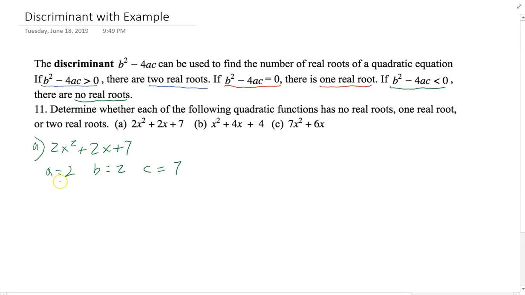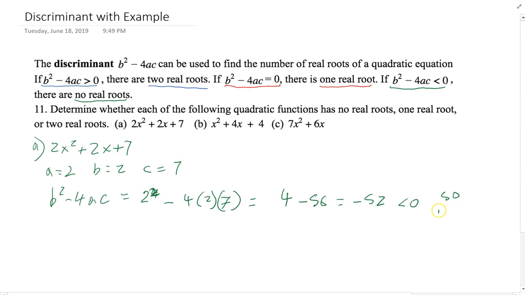Now, b squared minus 4ac would be equal to 2 squared minus 4 times 2 times 7. And that would be 4 minus a bigger number, 56. That gives negative 52. So this number is less than 0, so no real roots. Right? No real roots.